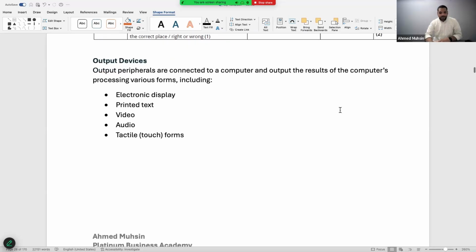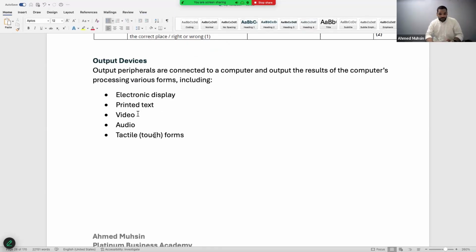Right. So everybody, can you all come down to output now? And can you all see how output would be produced? It would be something that you can see. It might be something that you can hear. It might be something that you can feel. Can you guys go through these different types?